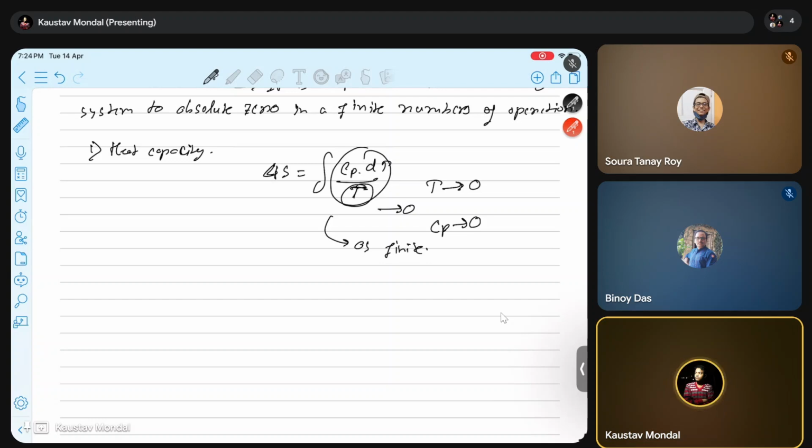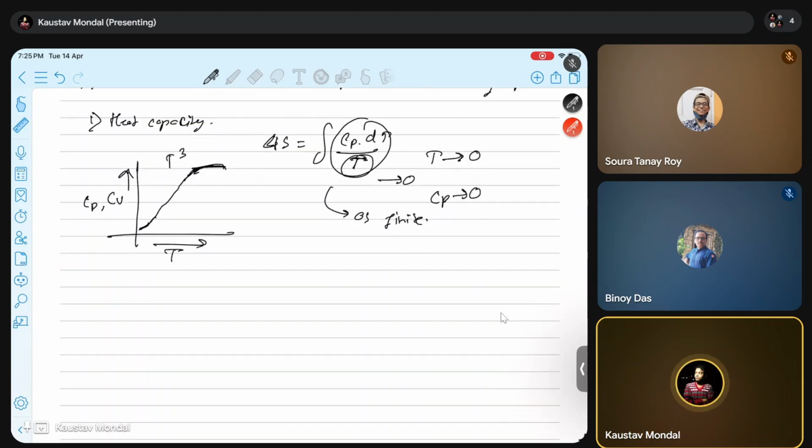So in order to make this whole quantity finite, if you plot the heat capacity, both Cp and Cv, as a function of temperature, you will see that at finite temperature it follows the Debye T cubed law. If you decrease the temperature towards T equal to 0, it will become almost zero, both Cp and Cv, in order to keep this ratio consistent.